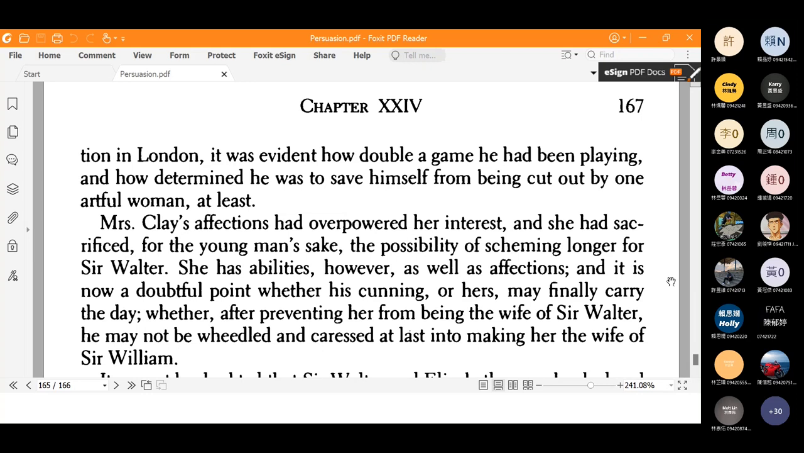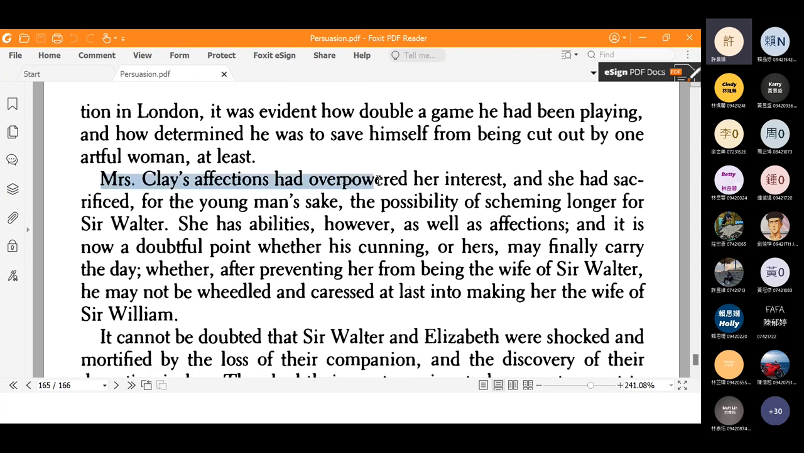Why? Let me explain. Actually, the novel explains. Mrs. Clay's affections had overpowered her interest, and she had sacrificed for the young man's sake the possibility of scheming longer for Sir Walter. So, Mrs. Clay's original plan was to seduce Sir Walter and marry him. But she fell in love with Mr. Elliot. And because of this, she let go of her original plan, scheming longer for Sir Walter. She gave that up. The question is, why did she fall in love with Mr. Elliot?